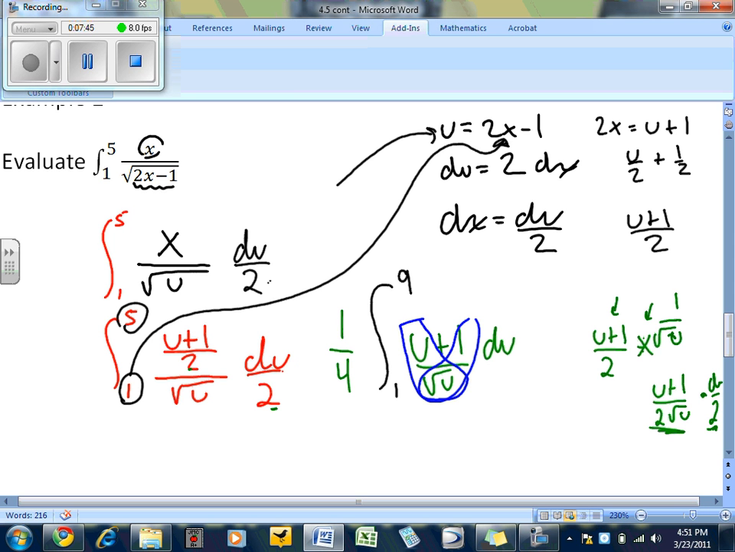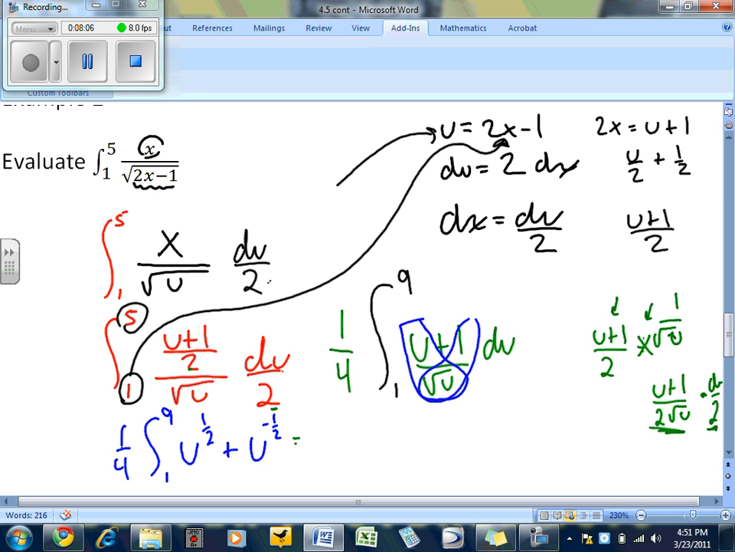So now I have the integral from 1 to 9. Let's simplify this now, of u to the 1/2 power plus 1 all over u to the 1/2. So I have u to the negative 1/2 power. Okay, so let's go ahead and, don't let me forget my 1/4 out front here. All right, so let's go ahead and take the integral.